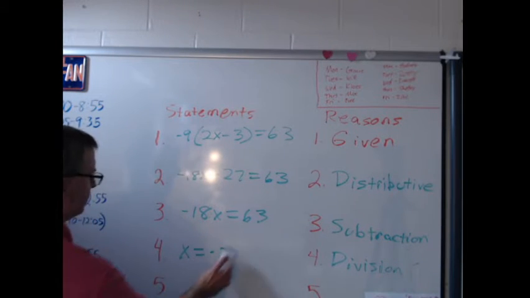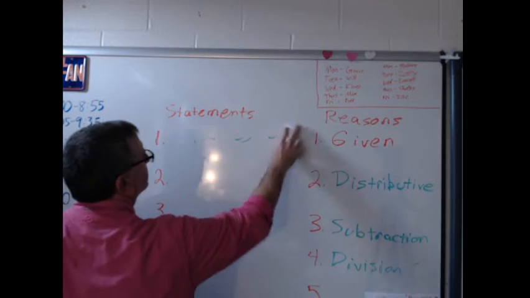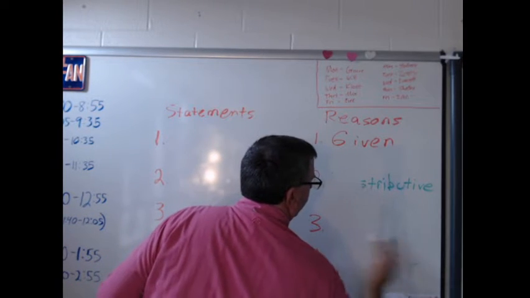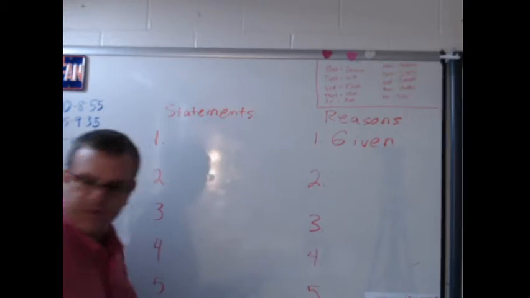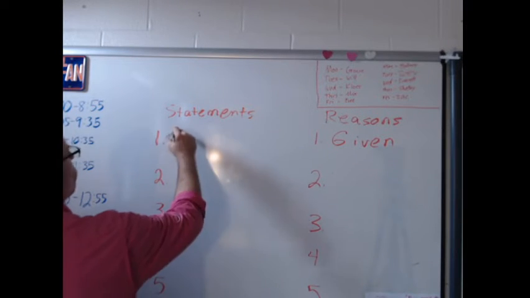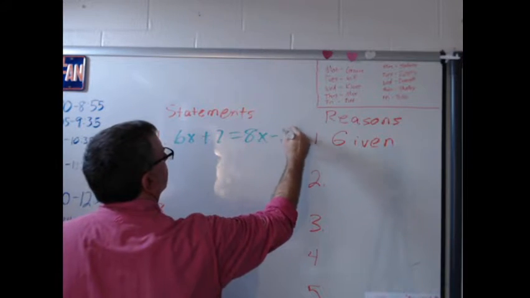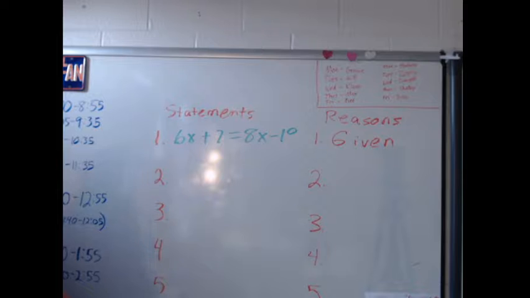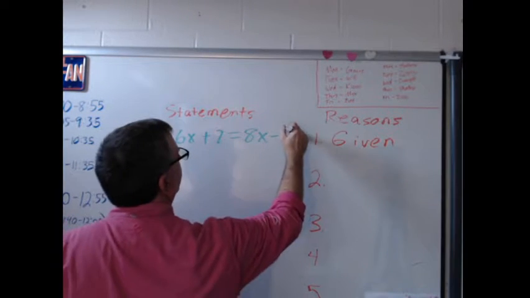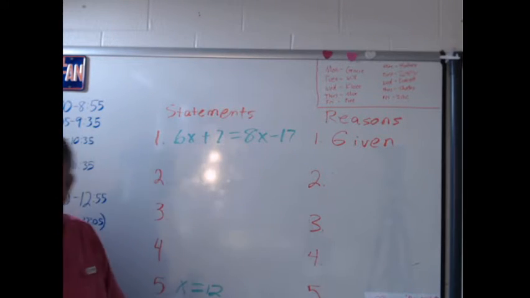All right. Okay, the next one I think is 5 steps, if I'm not mistaken. Okay. Everett, if you could read me off the given portion and what we're told to prove. 6x plus 7 equals 8x minus 17. And I'm told to prove that x is 12. Yes, sir. All right.